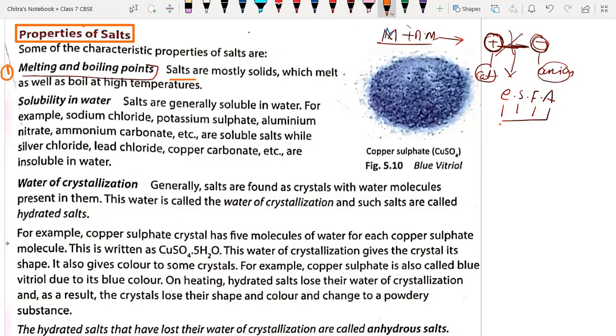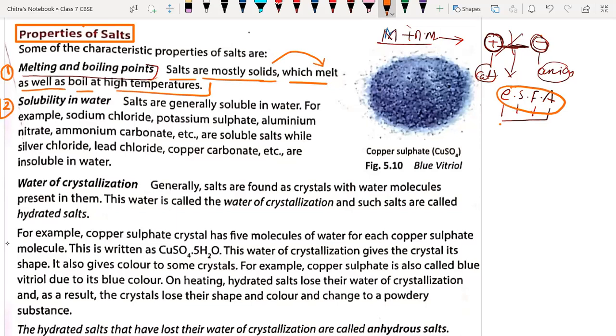Salts are mostly solid. They are solid because they are bonded with a very strong force of attraction, so they melt, and on further heating they boil at a very high temperature. Why do they require such a high temperature? Because they are bonded with strong electrostatic force of attraction. This is the reason. So remember, the first property: the melting point and boiling point of salt is very high.